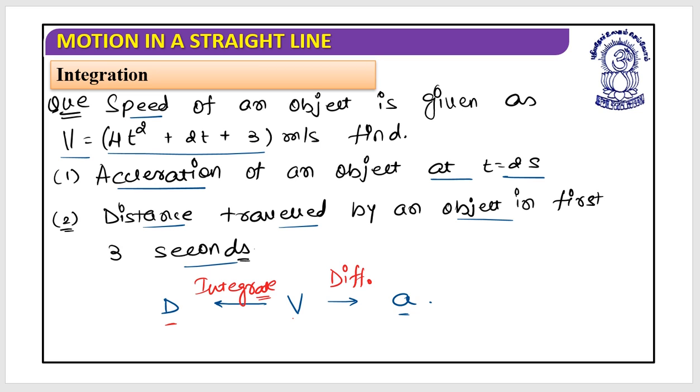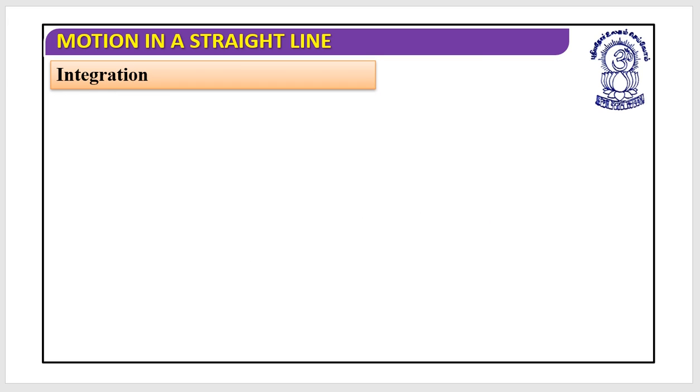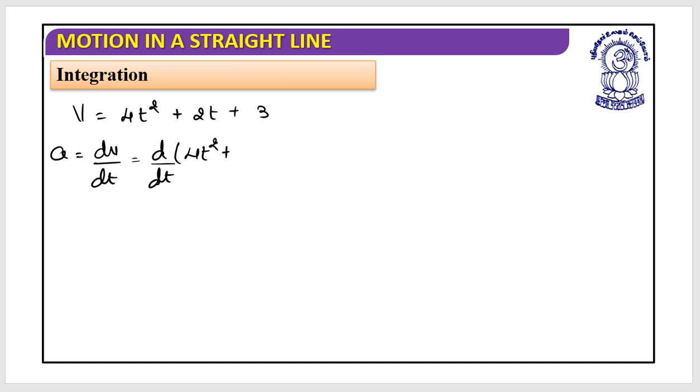So can you do this? Let's have a look. What is given? v is given as 4t square plus 2t plus 3. You need to find the acceleration. It's dv by dt, so that is d by dt of 4t square plus 2t plus 3, which is 8t plus 2. Now, differentiation of 3: it is a constant, so it would be 0.